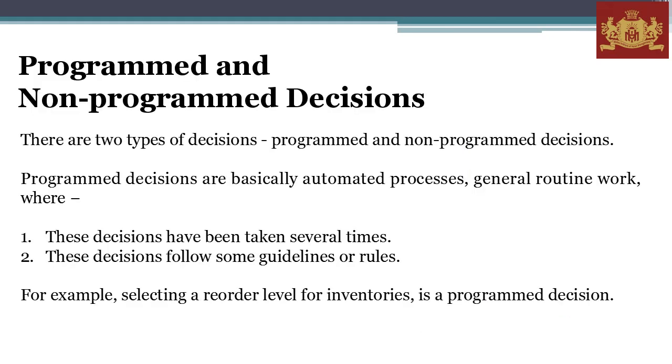There are two types of decisions: programmed and non-programmed decisions. Programmed decisions are basically automated processes, general routine work, where these decisions have been taken several times. These decisions follow some guidelines or rules. For example, selecting a reorder level for inventories is a programmed decision.